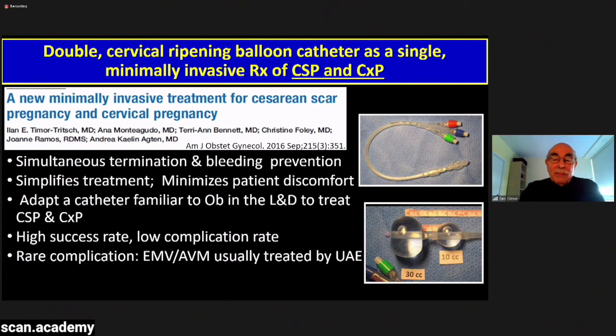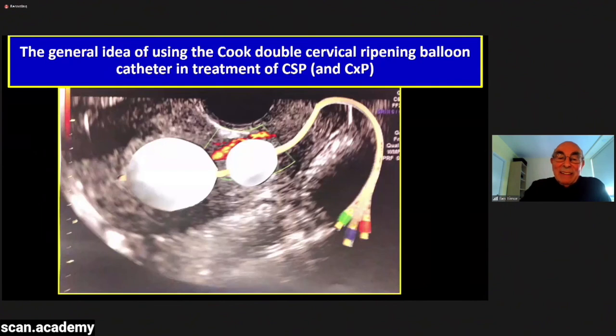I will talk about that later a little bit. It is high success rate and low complication rate, and the rare complication is really an AVM, extreme myometrial vascularity. Davor talked about it beautifully. That is usually treated by UAE. And Davor, I will try your ligation of that artery that feeds that area.